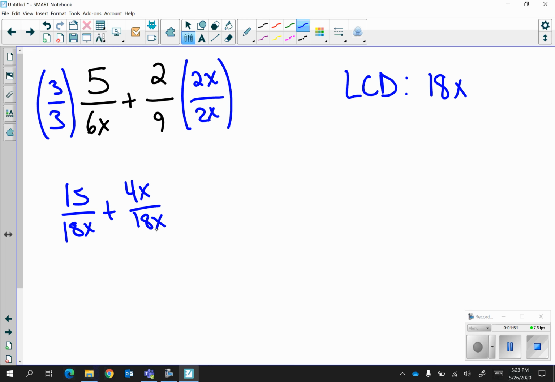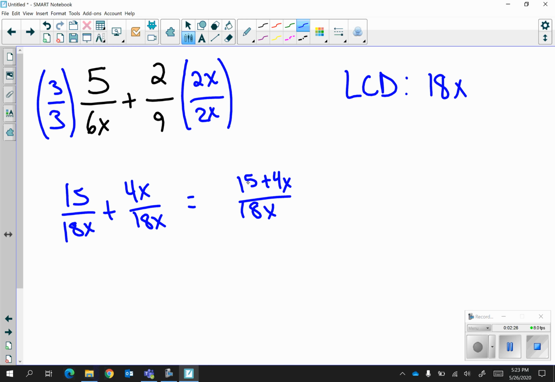Now that you have the common denominator, you're going to keep the denominator and add the numerators. So you get 15 plus 4x. Now, in this case, you can't actually add 15 and 4x because they're not like terms, so you're just going to leave it like that. You can't simplify this anymore because you can't factor anything, and you cannot cross out the x's because the x up top is attached to something else by addition.